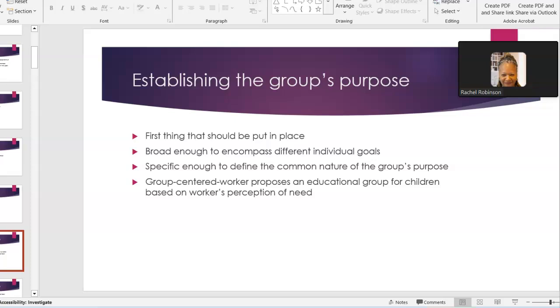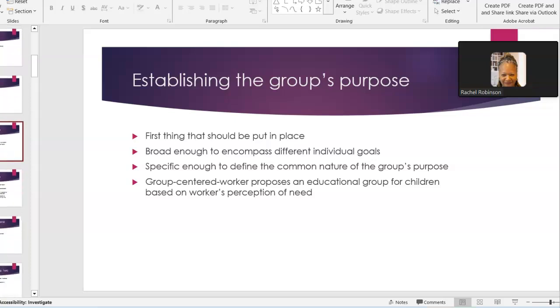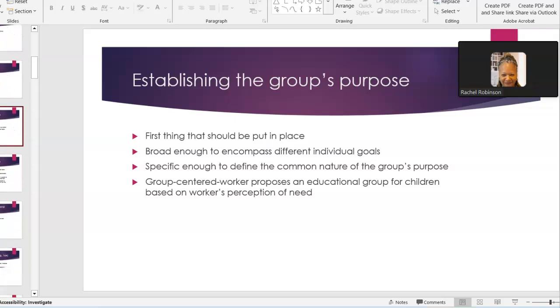So think about Nancy's situation. Think about the type of group that Nancy wants to run and make some suggestions to her based on the definition that you provide for her of the group's purpose. And that purpose is generated in a lot of different ways.